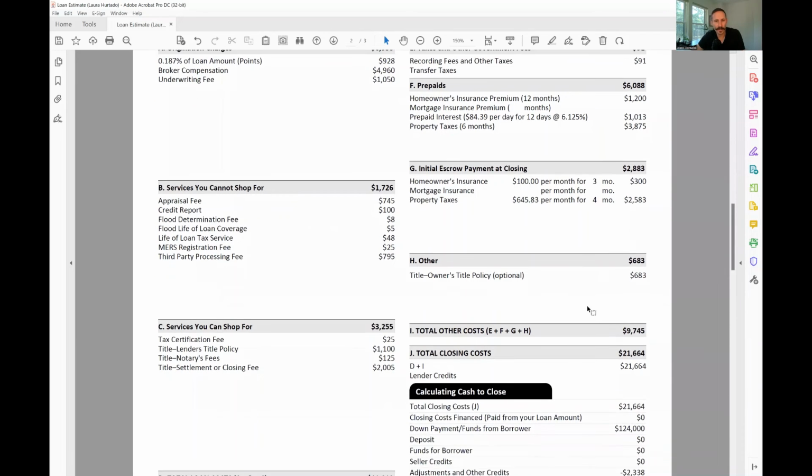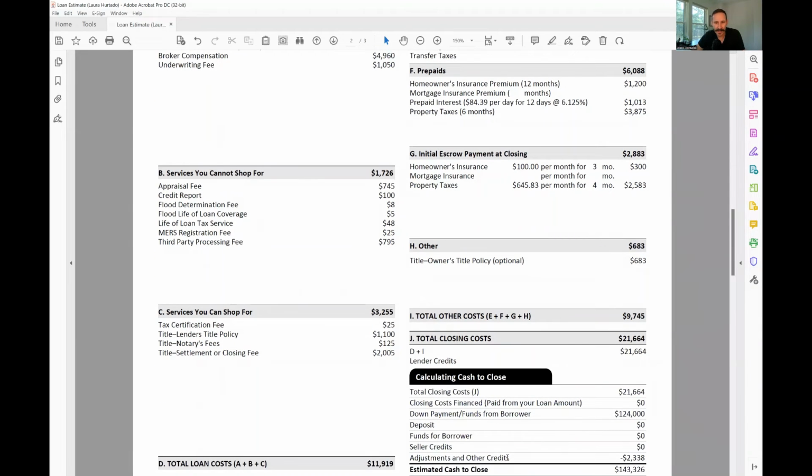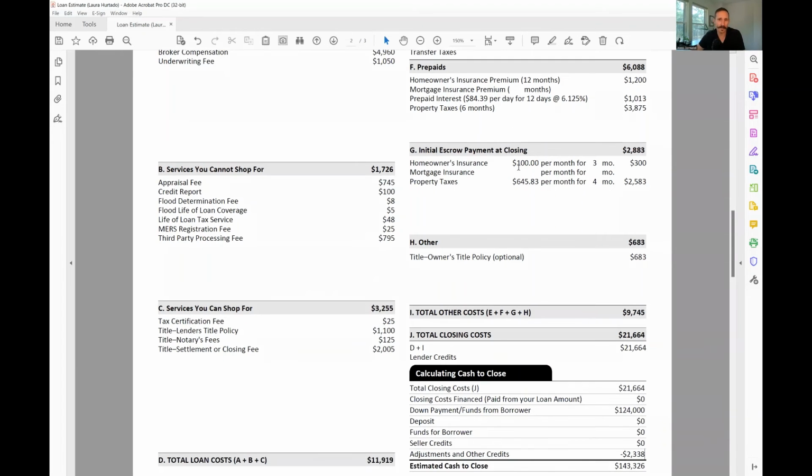But if you look towards the bottom, so you could see this adjustments and other credits section at the very bottom, $2,338. So that's a proration from the seller to the buyer for the period of time that the seller owned the home. Okay, for that second installment or first installment in this particular circumstance.